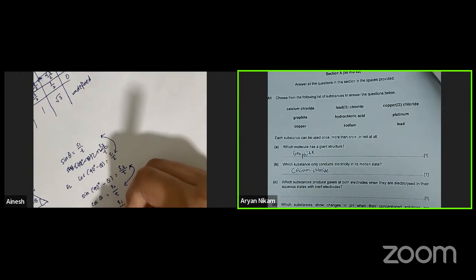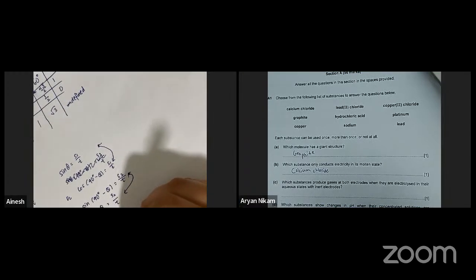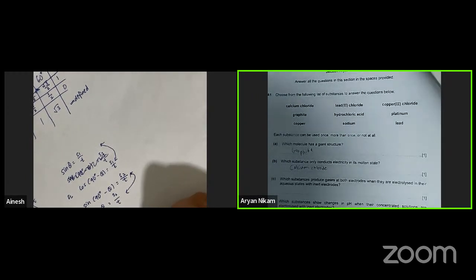lead. Okay, so let's ask the same question. Lead chloride, right? So molten conducts. Molten conducts, yes. Because the positive and negative ions will separate, right? Yeah. Okay. So solid doesn't conduct, right? Because all ions are fixed. Now, how about aqueous? Aqueous.